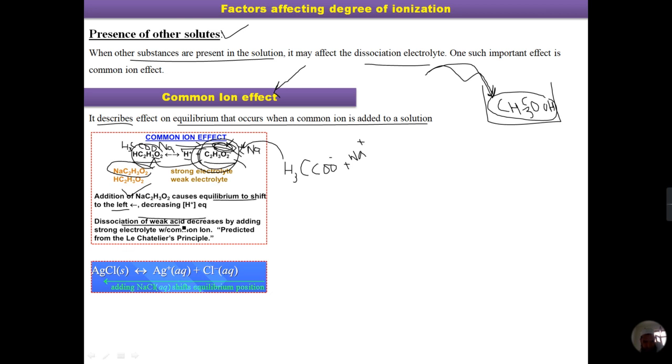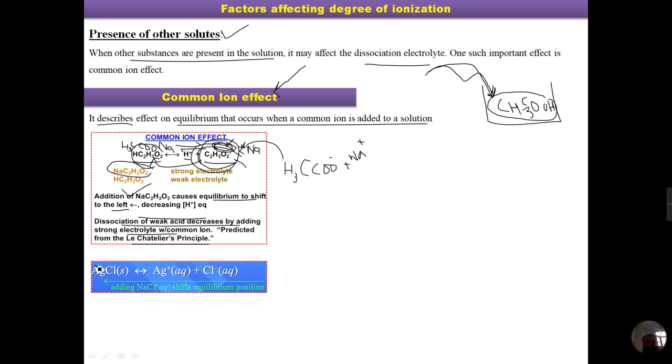So dissociation of a weak electrolyte decreases by the addition of a strong electrolyte. This is as per Le Chatelier's principle. So we learned that the common ion effect suppresses, decreases, brings down the dissociation of the weak electrolyte. Example number 2.